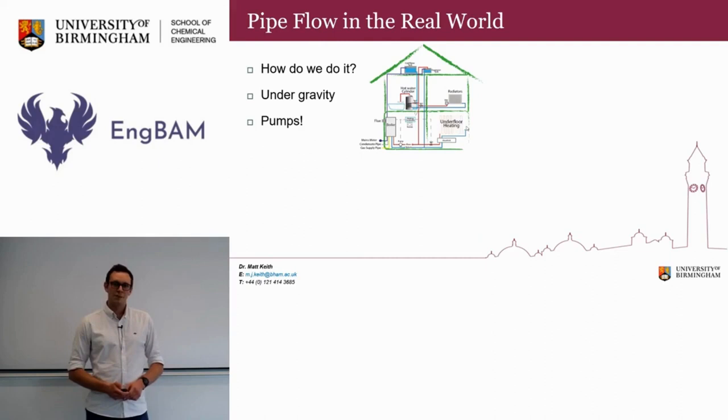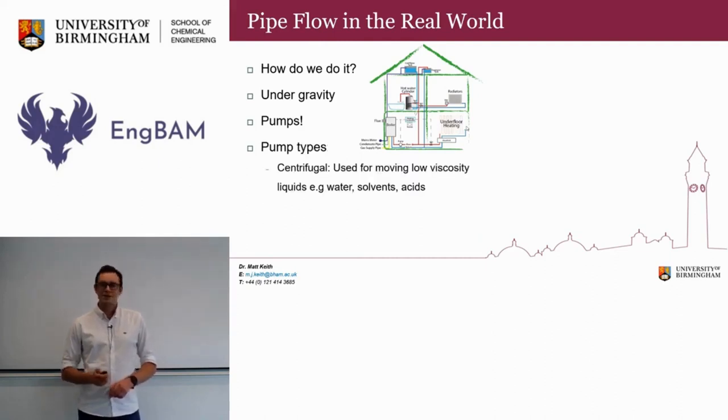There are two main types of pump that we like to consider. The first is centrifugal, and this will typically be used for moving low viscosity fluids, things like water, organic solvents like methanol or ethanol, or sometimes acids as well.